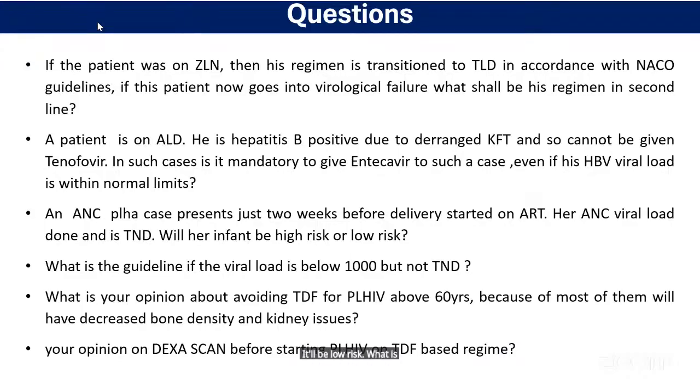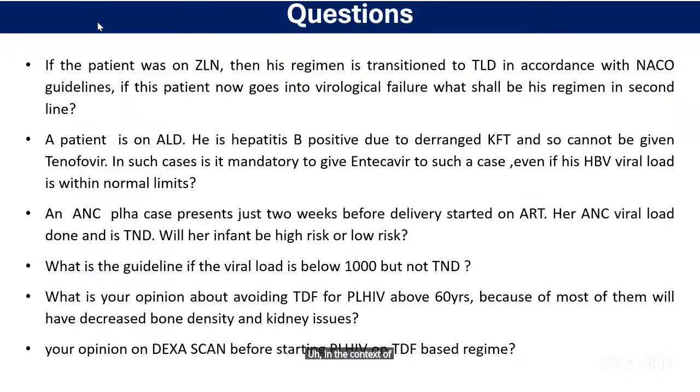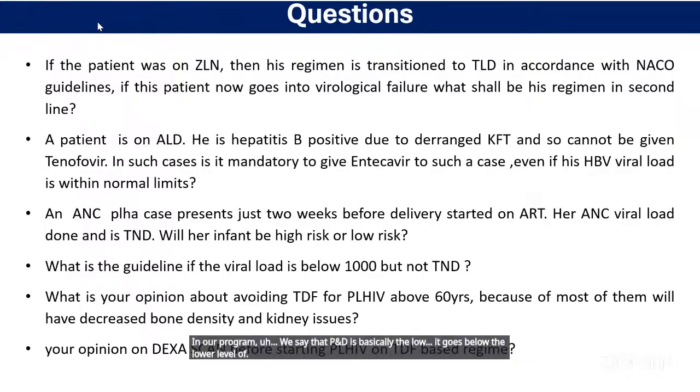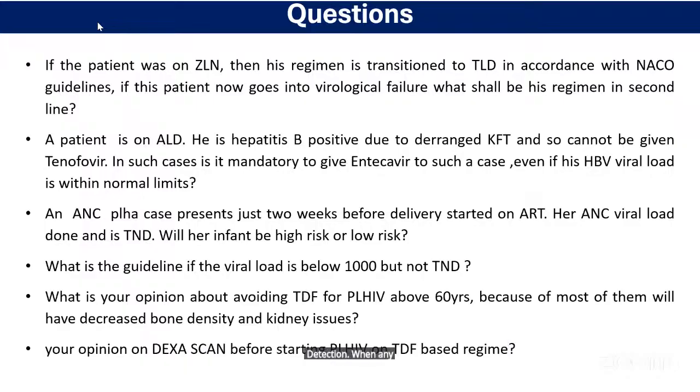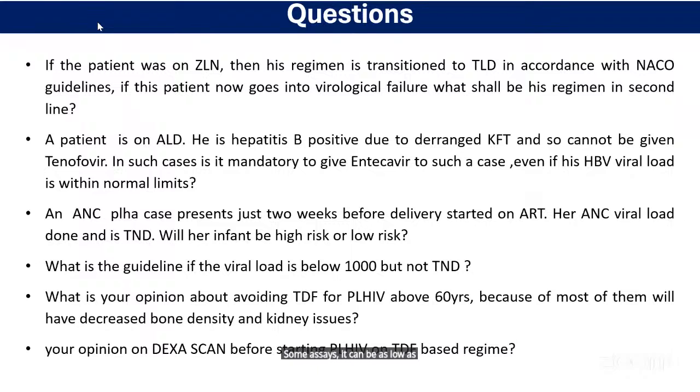What is the guideline if the viral load is below 1000 but not TND? In the context of which one? If it is in our program, we say TND is basically when it goes below the lower level of detection, when any nucleic acid is not detected. That level can be up to, let's say, 50. In some assays, it can be as low as 20 as well.